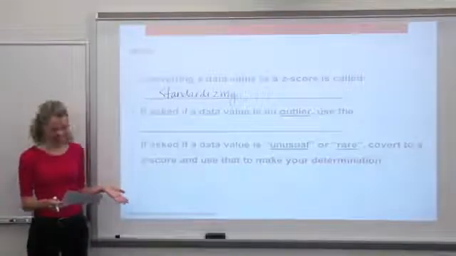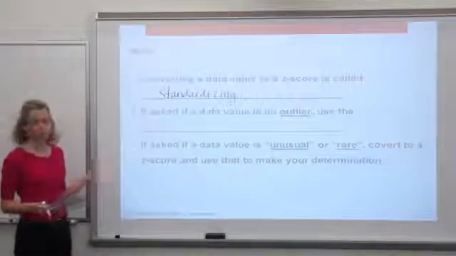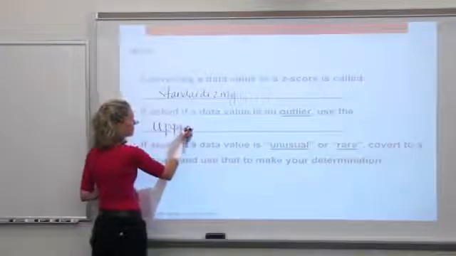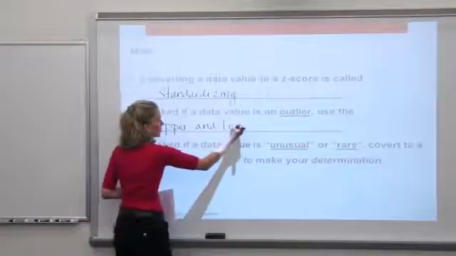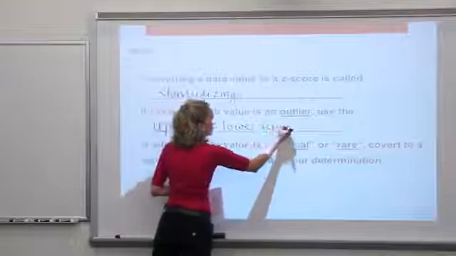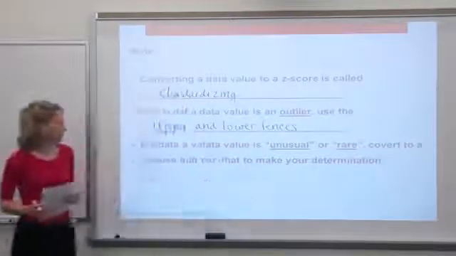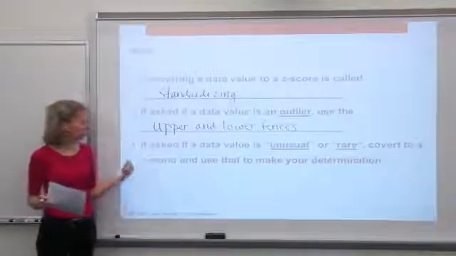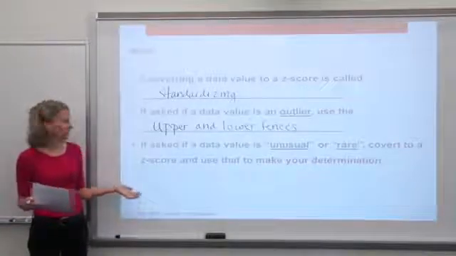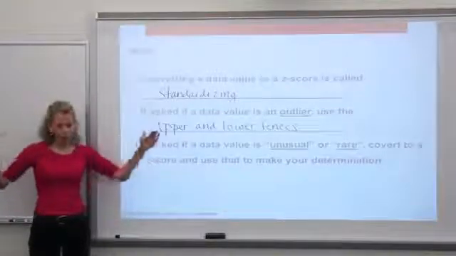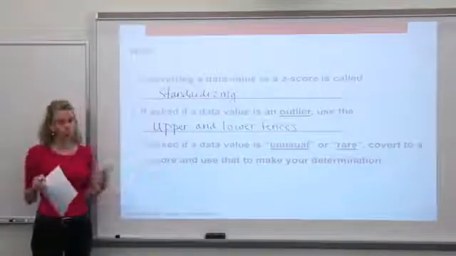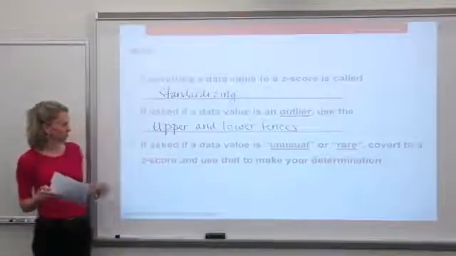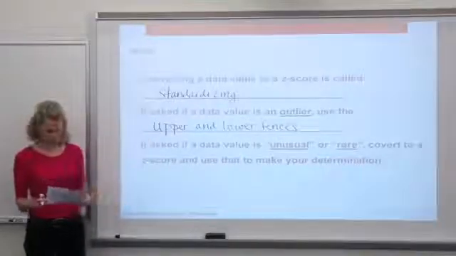And if you're asked if a data value is an outlier, then we would use the upper and lower fences like you learned in a previous lesson. If you were asked if a data value is unusual or rare, you could convert that to a z-score, and that would allow you to make that determination. Again, if you have z-scores that are beyond 3 standard deviations from the mean, they're very rare. If you're getting to be between 2 and 3 standard deviations away from the mean, those are unusual.